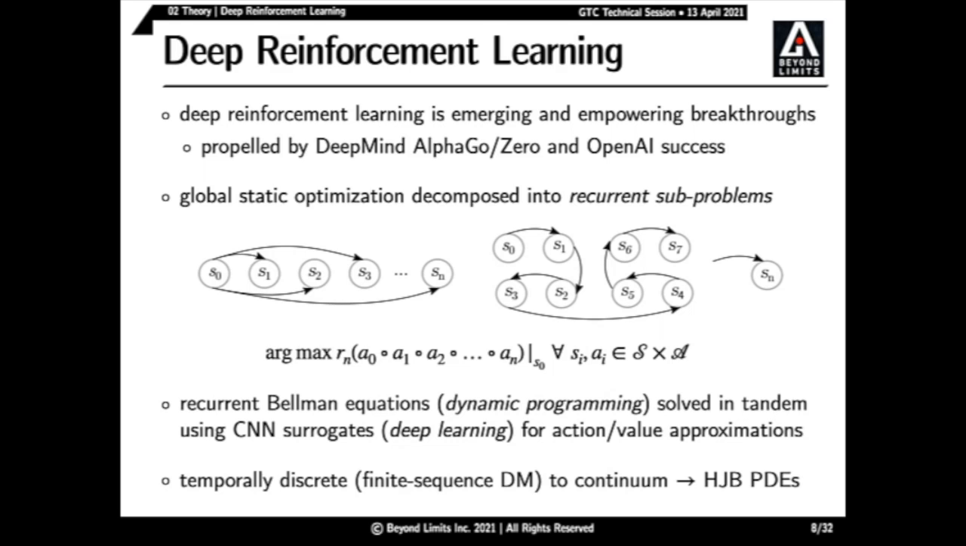Mathematically, in our context, we solve in tandem recurrent Bellman equations, which dynamically express future states as pure functions of current states, and this works well for Markov decision processes. And of course, this is something that I will also touch upon in the later slides. In solving these equations, we use convolutional neural networks as surrogates for estimating the actions and the values that result from these actions. Now, while our specific problem of well placement is temporally discrete with finite time steps, the same ideas can be used for a discrete to temporal continuum problem, which is continuous in time. And this leads to the Hamilton-Jacobi-Bellman equations, which are a set of PDEs.